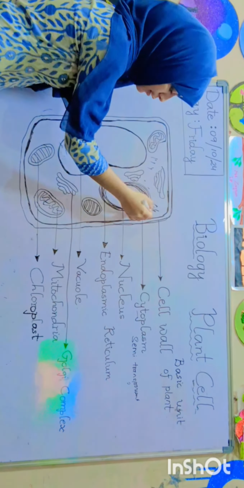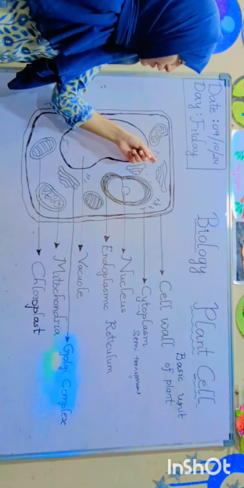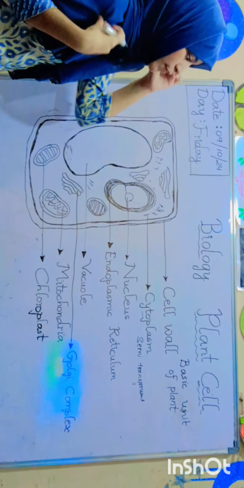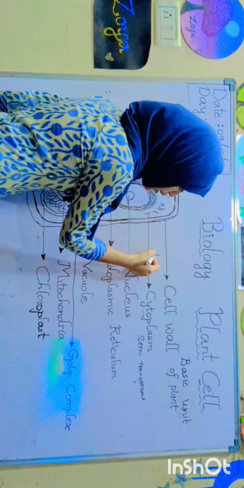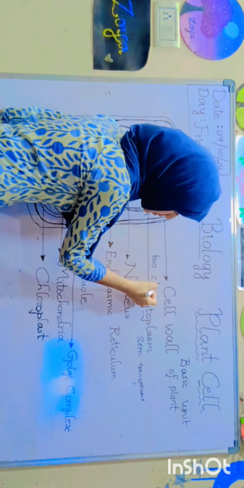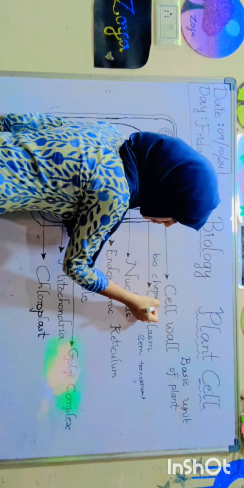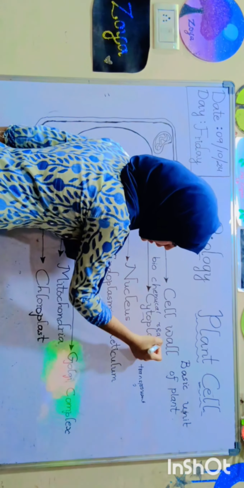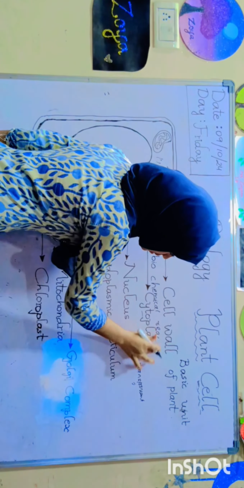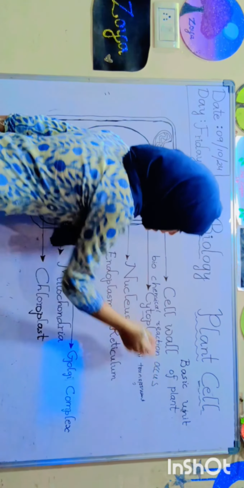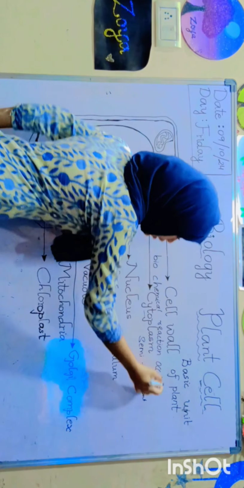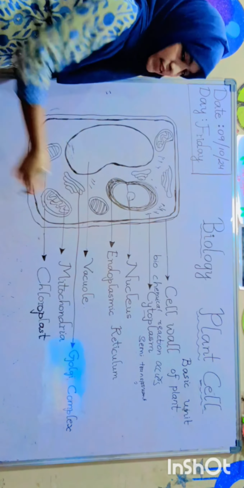Another one is cytoplasm. Cytoplasm is the semi-transparent fluid which is present in the cell. We can't see this fluid in the cell. We call it cytoplasm. In the cytoplasm, different biochemical reactions occur. In the cytoplasm, all the cell organelles float.